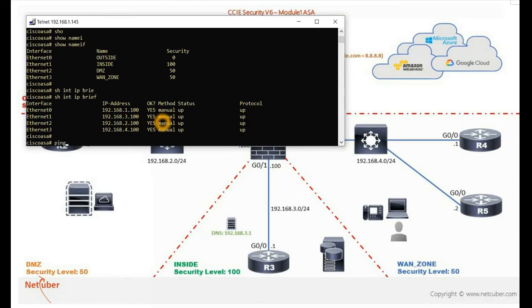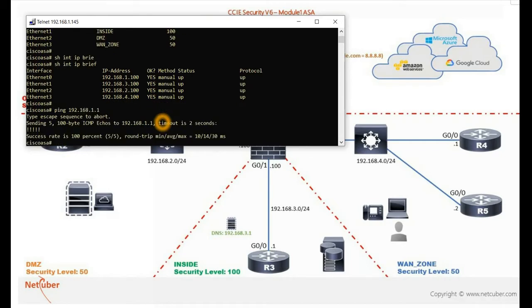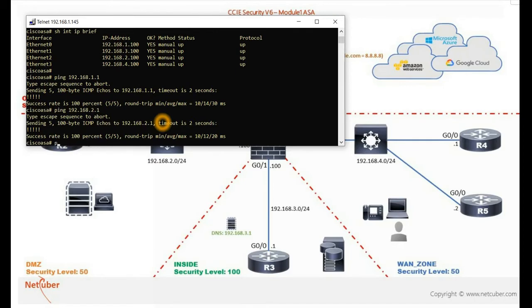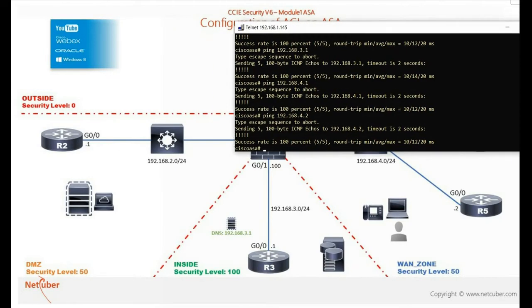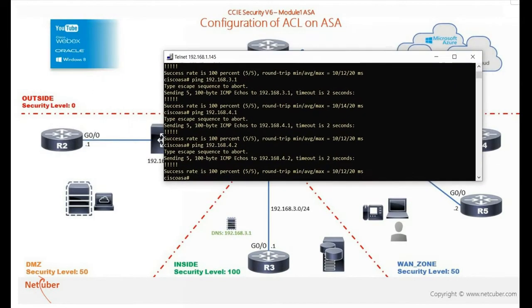So let's check ICMP reachability with connected interfaces. Okay, so now we can reach R1, R2, R3, R4 and R5.